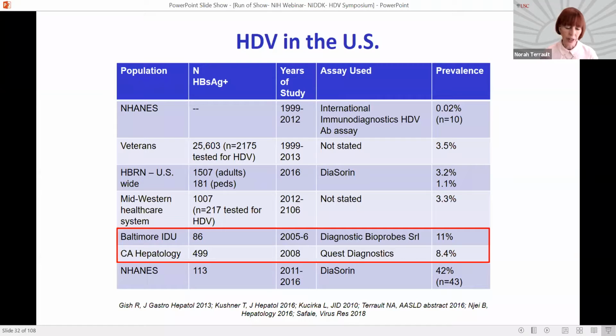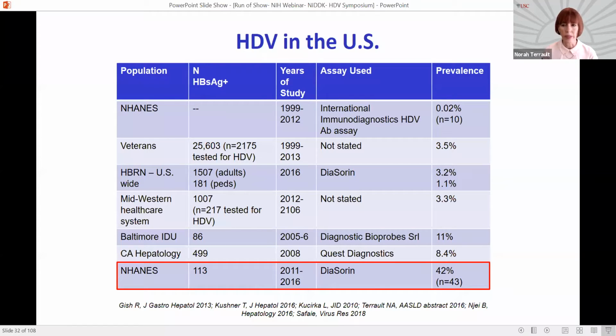And then I'll highlight finally that there's the most recent NHANES study, which I think for most of us was a huge surprise and a bit of an outlier in terms of the prevalence estimates here in the United States. They were based on a cohort from 2011 to 2016, again using the Diasorin assay, and they found that of the 113 surface antigen positive patients that were tested for Delta, 42% were antibody positive. So that's definitely a number that's much larger than anything else we've seen in the United States.